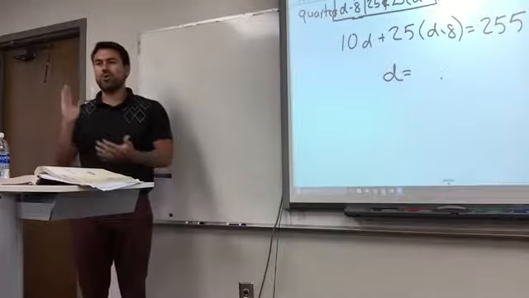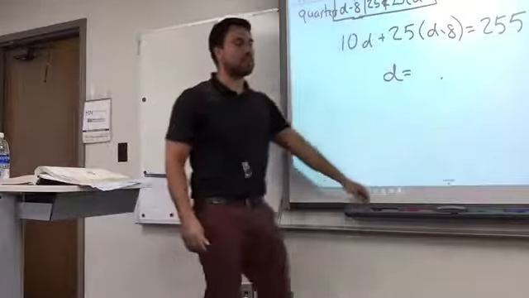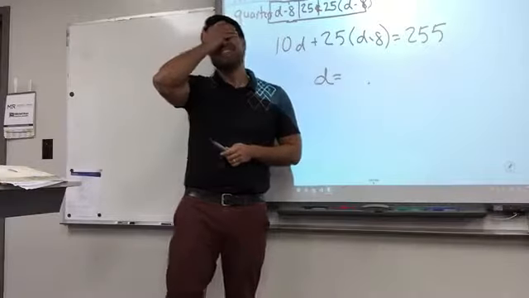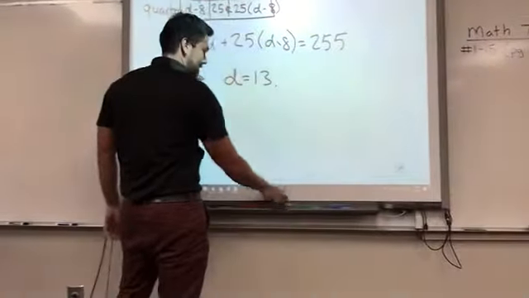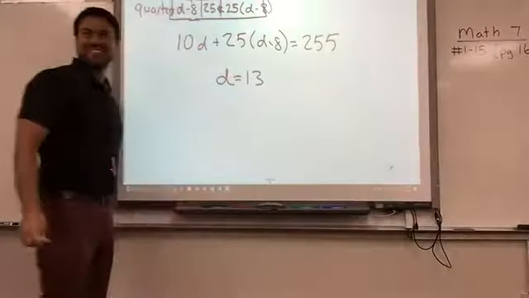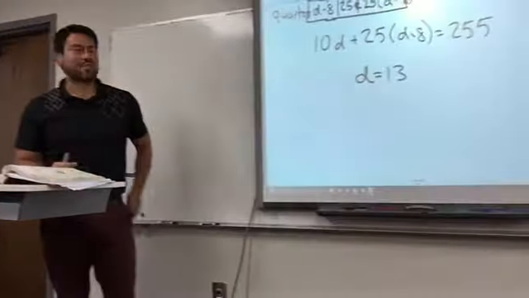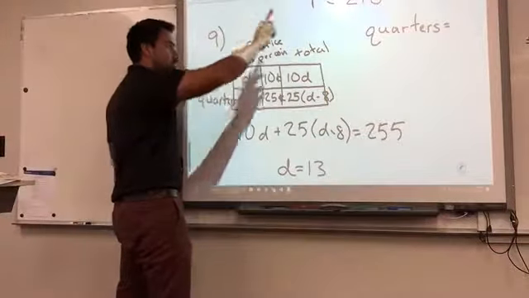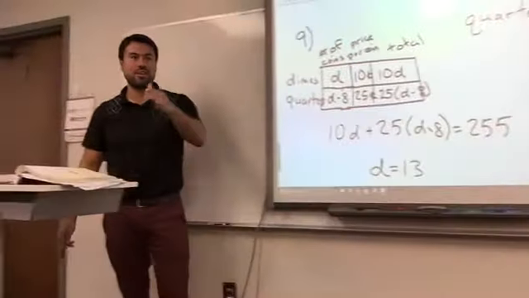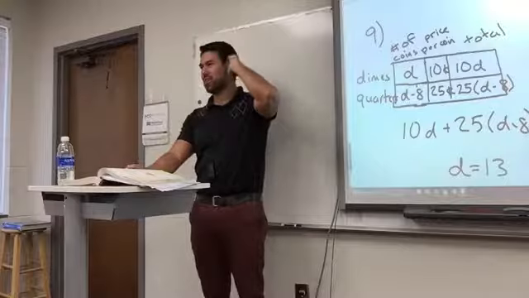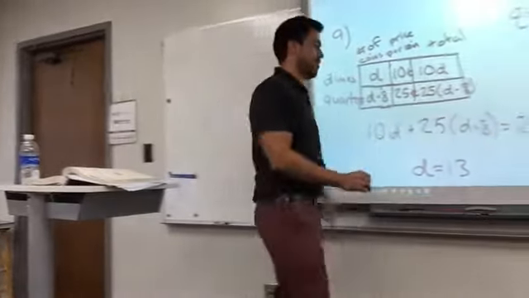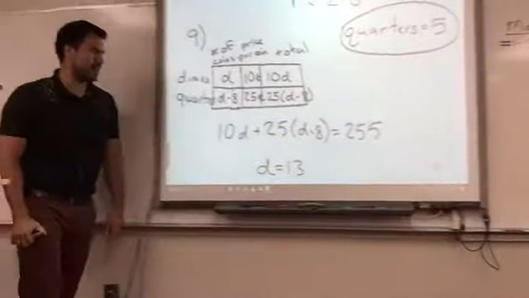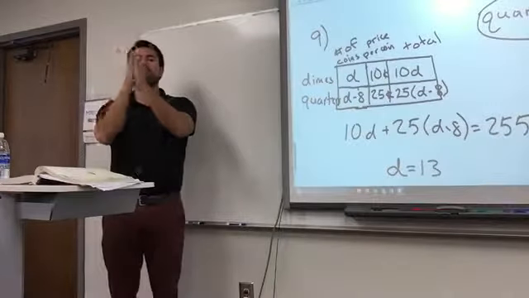Okay, so now hopefully you had some time to work it out. What did you get for the number of dimes? That's correct, 13. Good job. Okay, so 13 dimes, but I want to know how many quarters. So how do I figure out the number of quarters? Raise your fingers up for how many quarters there were. 5 quarters. Very good, guys. Ready? Time to check it real quick.